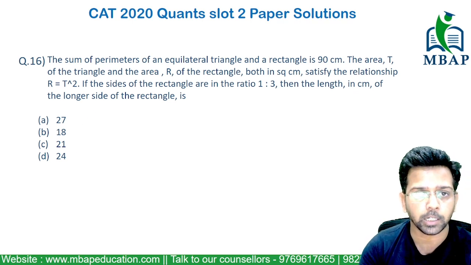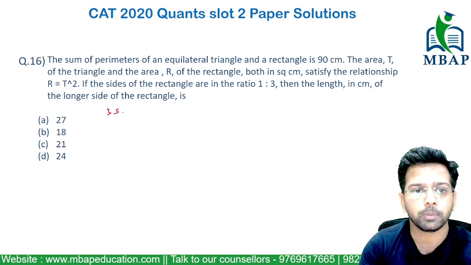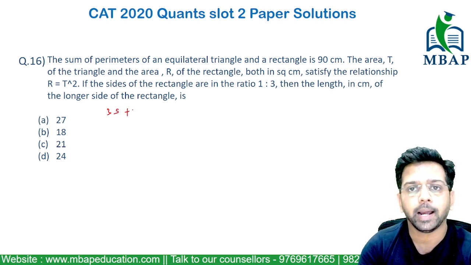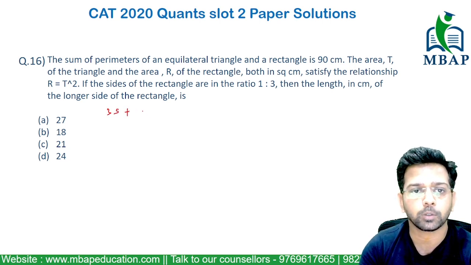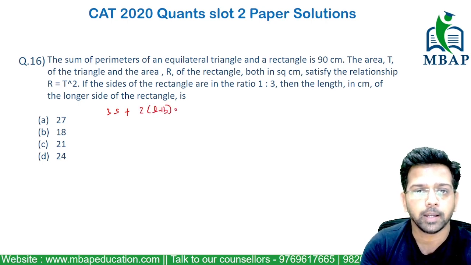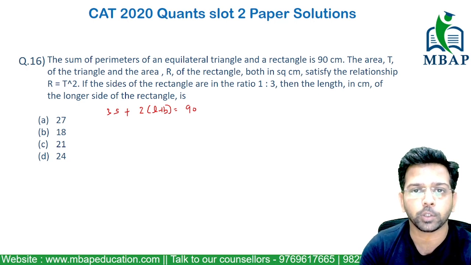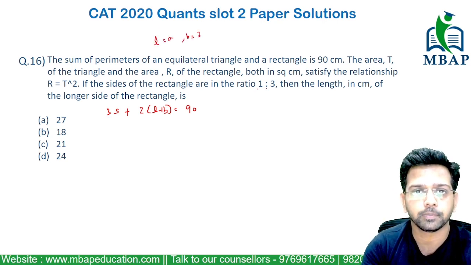Let's assume the side of the equilateral triangle has been given to you as S. So this will become 3S. Okay. And my rectangle is basically 2 times, perimeter will be 2 times L plus B. Has been given to me as 90. But it has also been given to me the ratio of length and breadth of a rectangle is 1:3. So if L is A, B will be 3A.